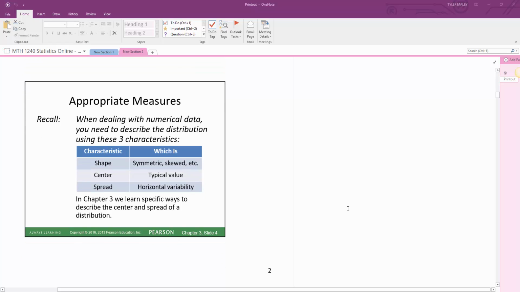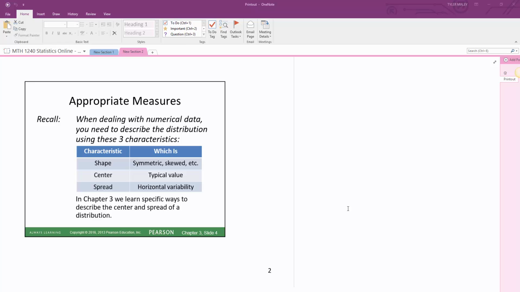So on the next slide, we're going to look at some appropriate measures. You want to recall that when we've been dealing with numerical data, we need to describe the distribution using these three characteristics, right? You should see a theme here of these three things coming up and up and up. When we do descriptive statistics, these are the three things we want to be aware of with numerical data. We want to look at the shape. So remember what that means. We're looking at, is my distribution symmetric? Is it skewed to the left, skewed to the right? Is it a uniform distribution? Is it bimodal, unimodal, and so forth?